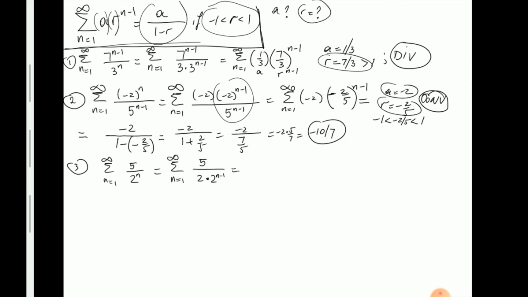What's important here, notice that the ratio is 1 over 2. Don't confuse it with 2 to the n minus 1, because it's 1 over 2 to the n minus 1. So really it's like 1 over 2 to the n minus 1.